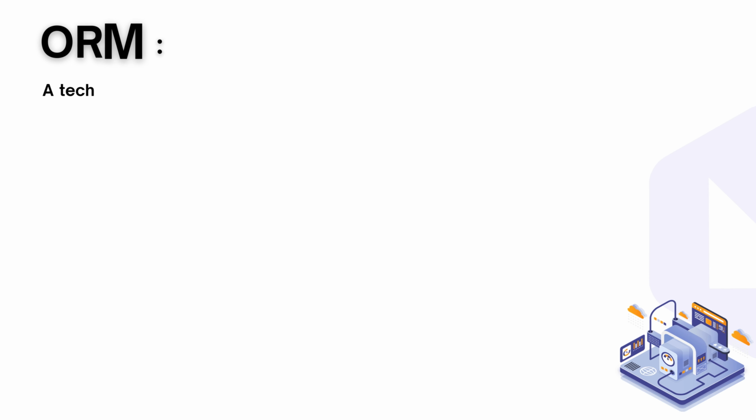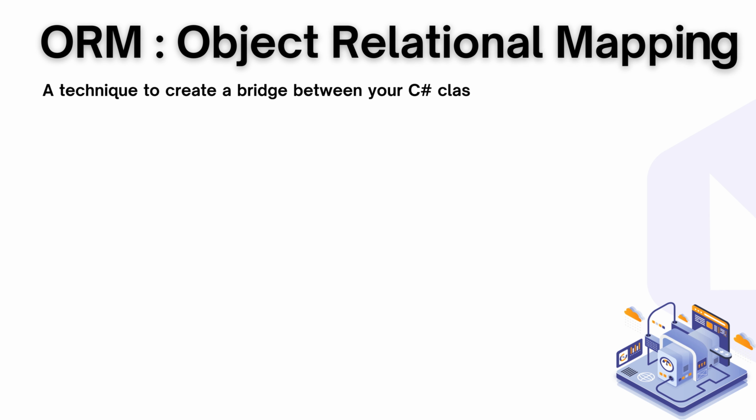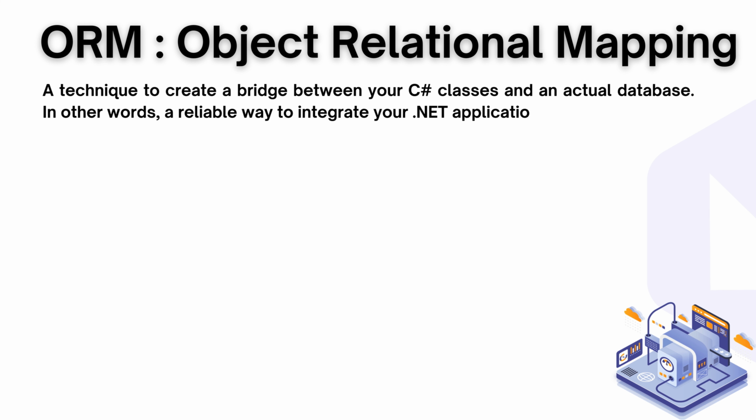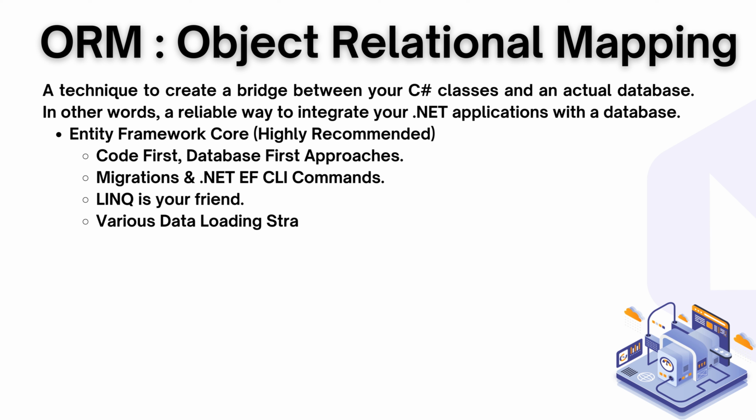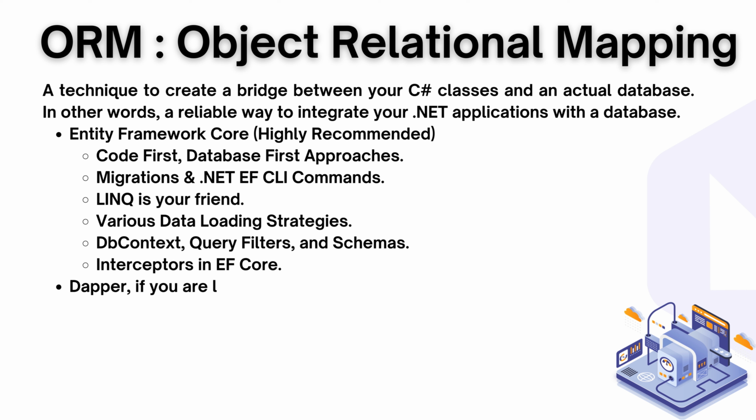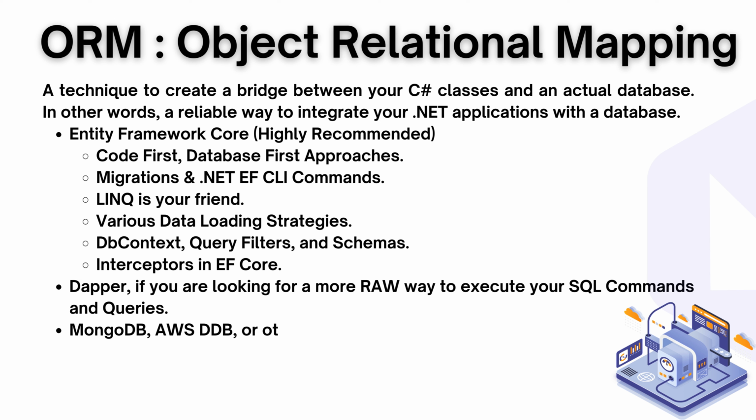Next thing is ORM, object relational mapping, a technique to create a bridge between your C# classes and an actual database. In other words, a reliable way to integrate your .NET applications with a database. Entity Framework Core, Code First, Database First approaches. Migrations, .NET EF CLI commands. LINQ is your friend. Various data loading strategies. DbContext, query filters, and schemas. Interceptors in EF Core. Dapper, if you are looking for a more raw way to execute your SQL commands.